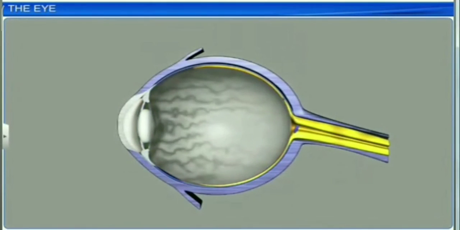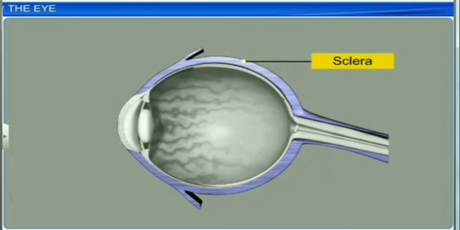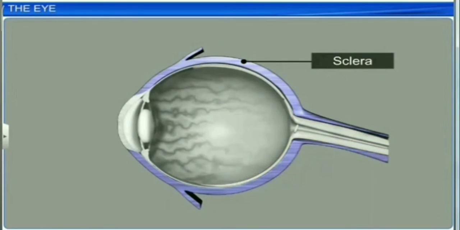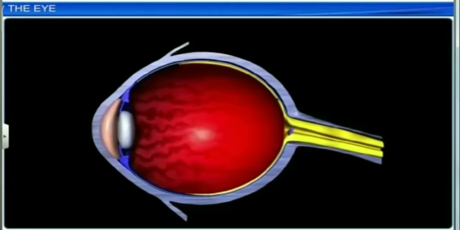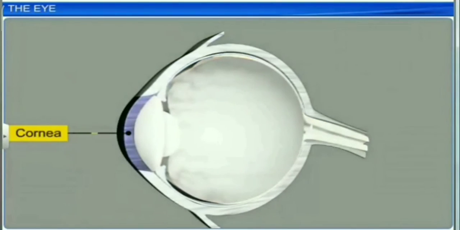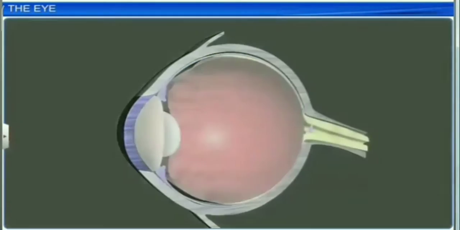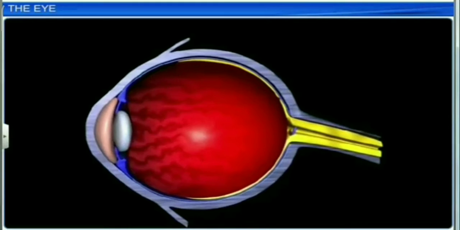The wall of eyeball is made up of 3 layers. The outermost layer is called sclera. It contains connective tissue, and the attachment is called cornea. Sclera is the outermost layer made up of dense fibroelastic connective tissue with collagen fibers. It provides attachment to the eyeball muscles.